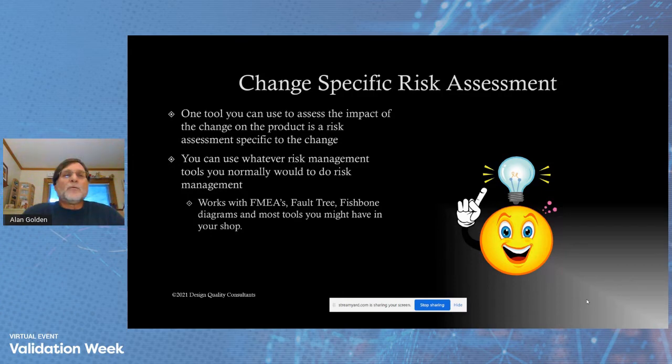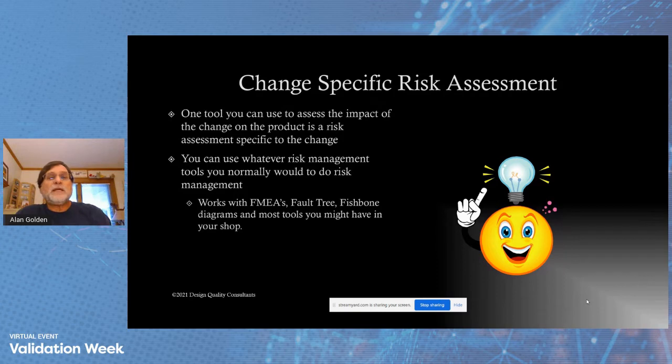A tool that you can use to look at the impact of risk on your change is what I'm going to call a change-specific risk assessment, which is basically looking at risk before and after the change in a very specific way. You can use whatever risk management tools you normally would. It works with FMEAs, fault tree analysis, fishbone diagrams, and most of the tools that you might have in your shop.